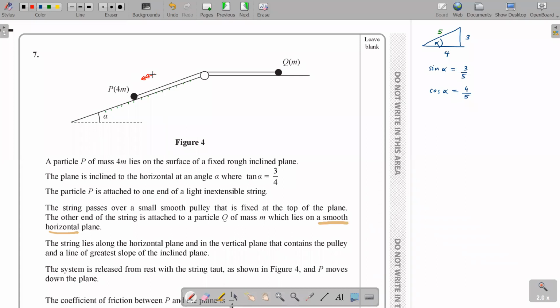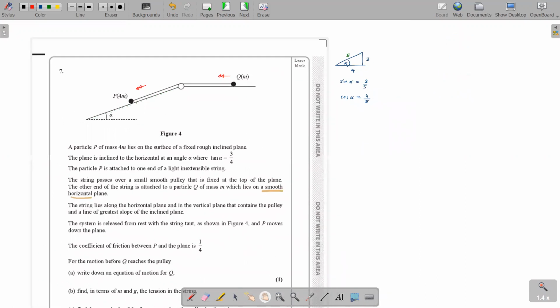P is obviously moving together with Q. They're connected particles. Therefore, if P is moving down the plane, what happens to Q? Q will be pulled to the left side. Do you agree? Q is pulled to the left with the same magnitude of acceleration. Then they are saying the coefficient of friction between P and the plane is 1/4. Mu is given as 1/4.